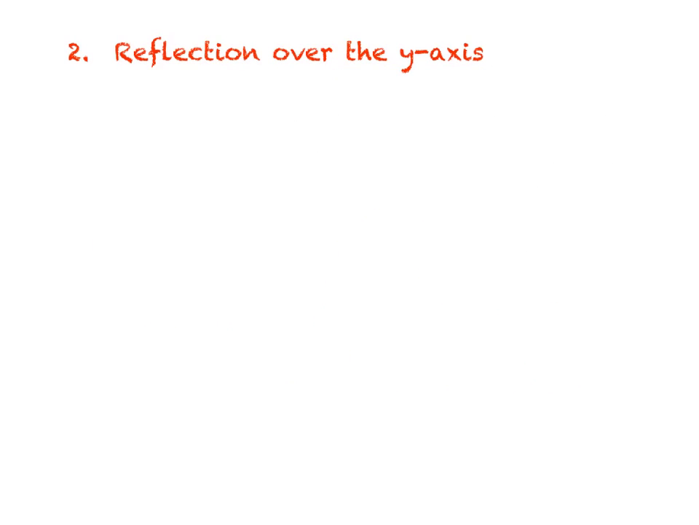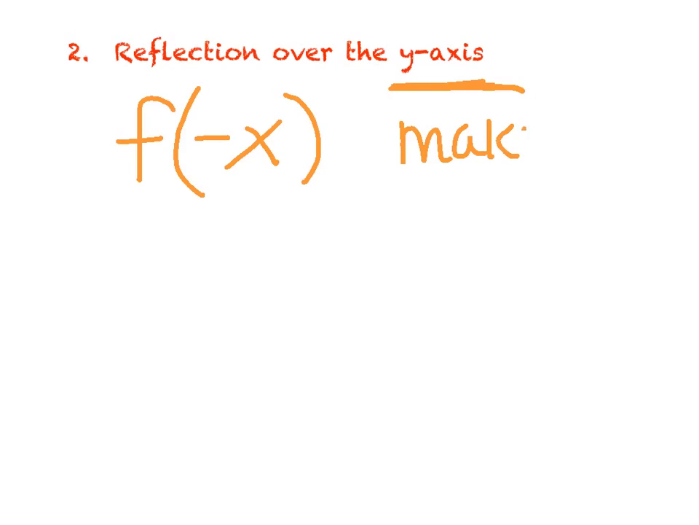Rule number 2. This time we're going to reflect over the y-axis. So the rule's just a little different. Here it goes. This time it's going to look like f of negative x. And you'll notice this time I am making not the y negative, but the x negative. Okay? So I'm making the x negative, which means I'm going to reflect over the y-axis.